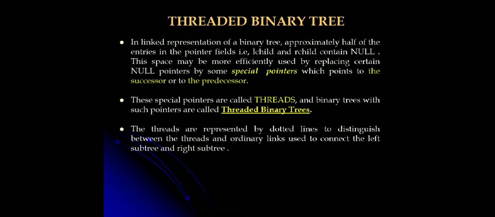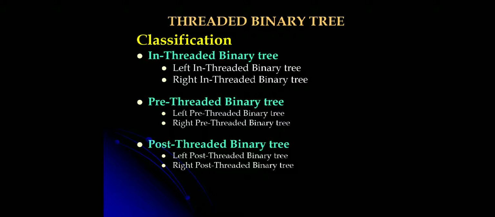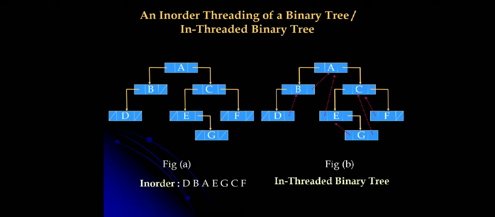Just to distinguish between the actual link and the threads, we are using dotted lines to differentiate between the actual link and the threads. So this is how we can classify threaded binary trees: in-threaded binary tree, pre-threaded binary tree, and post-threaded binary tree. In turn, each of these types can be classified into left in-threaded binary tree and right in-threaded. Similarly, pre-threaded can be classified into left pre-threaded and right pre-threaded, and post-threaded can be classified into left post-threaded and right post-threaded.